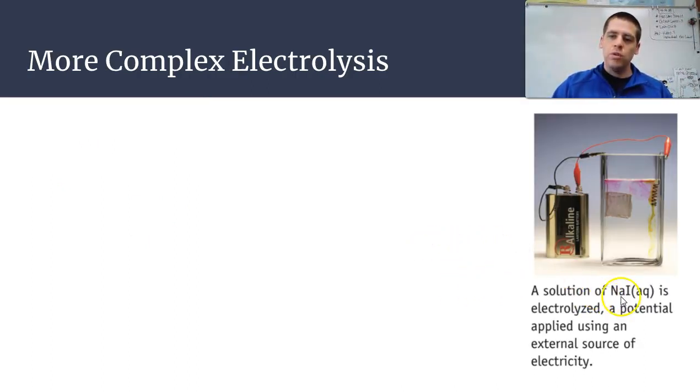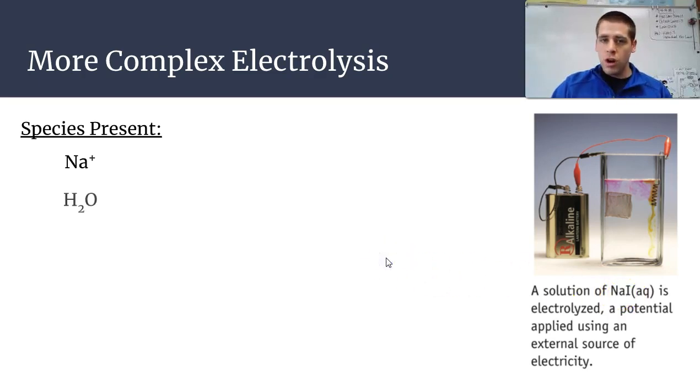All right, now we can get even a little bit more complex. Now we have a solution of sodium iodide. So sodium iodide dissolved in water, and we're running an electric current through it. Let's think about what species are present in the solution. We have sodium ions, right, because it's ionized because it's a salt, it's dissolved. We also have water, of course, and then we also have iodide ions.